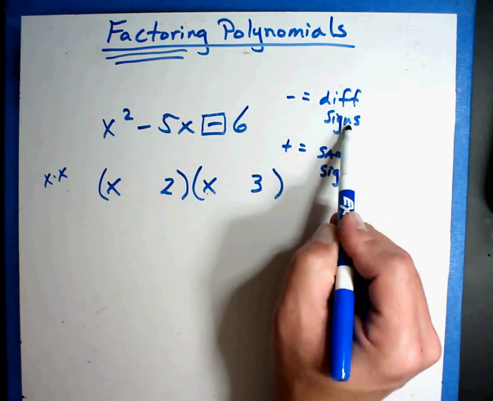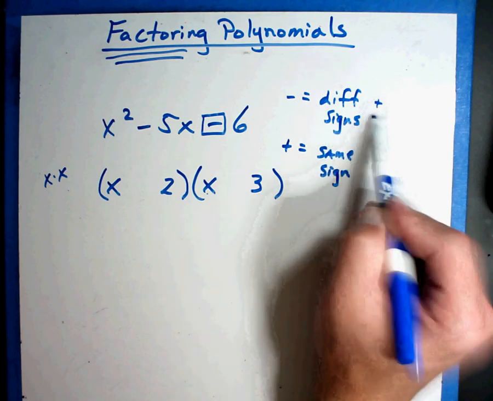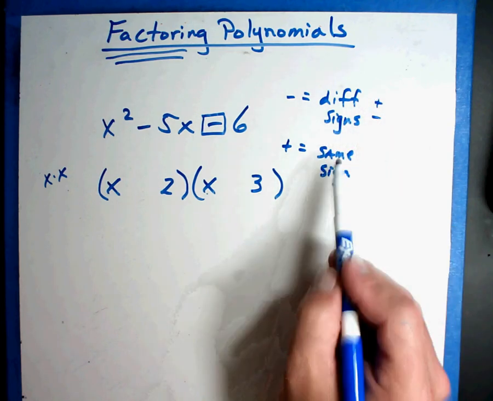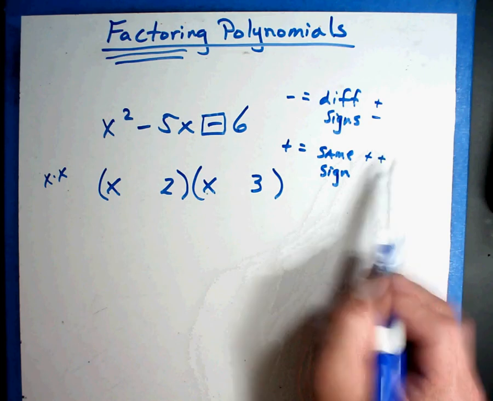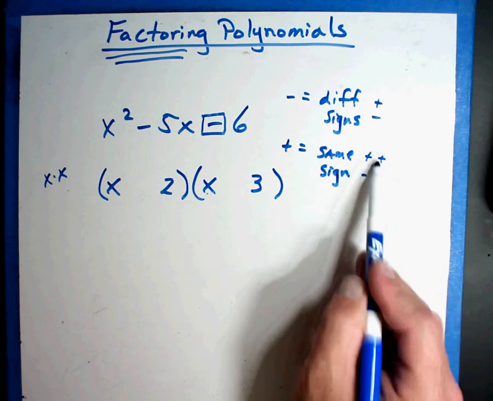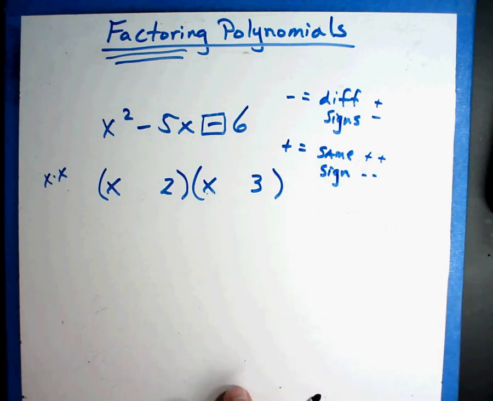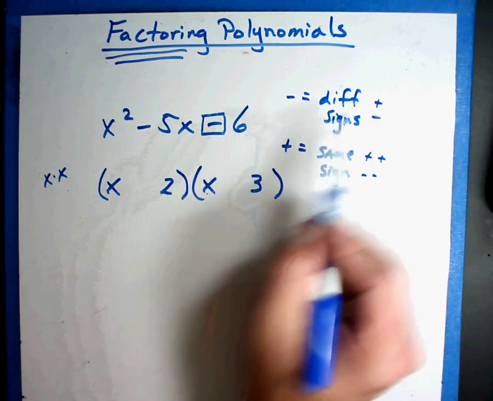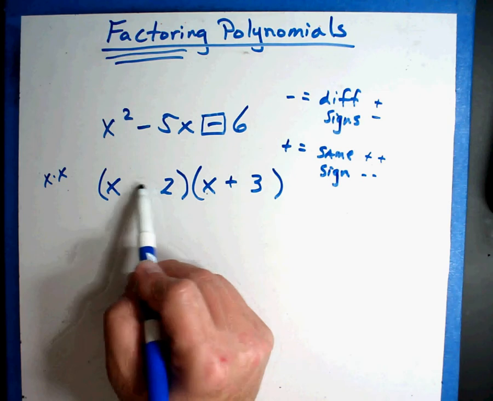What does that mean? Different signs mean you're going to use a plus and a minus. If it says same sign, you're going to either have a plus and a plus or a minus and a minus, but they have to match. So how can we make that work? Well, the minus means they're going to be different signs. So one's a plus and one's a minus.